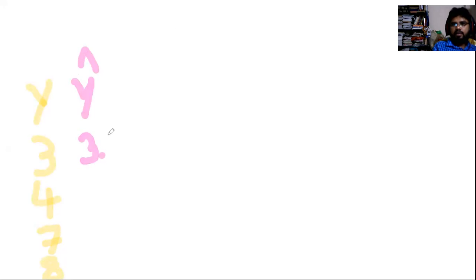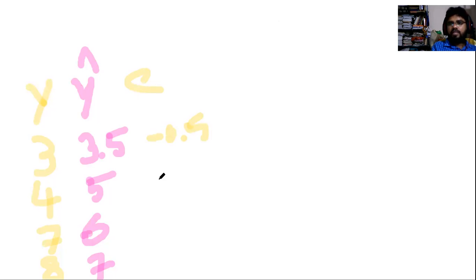Here 3.5, here 5, here 6, here 7, for example. So we want to know what is the difference, the errors. If you calculate the errors, I'm going to write here the error, the difference between y and y cap. So y minus y cap is minus 0.5, 4 minus 5 is minus 1, 7 minus 6 is plus 1, 8 minus 7 is 1. If you add this, sum of error is equal to how much? The pluses are 2, the minus is 1.5, so here you will get 0.5. Sum of error is equal to 0.5.